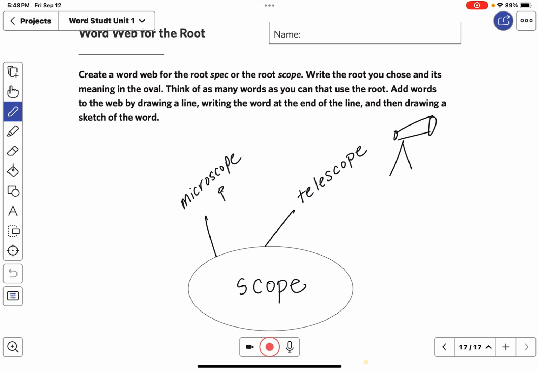And I can draw a picture that would help me to see or remember what these words are. There is a stethoscope, and a stethoscope is something that a nurse or a doctor will use to listen to your heart. I'm going to do horoscope.